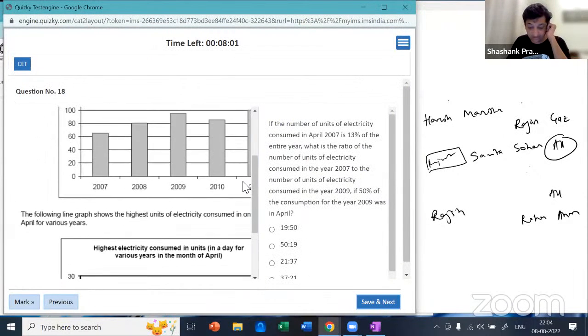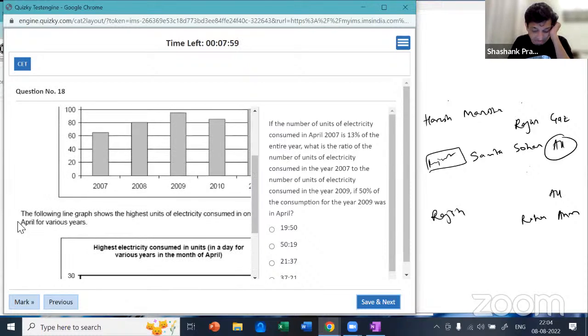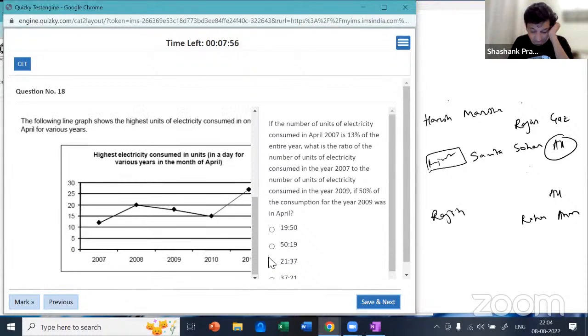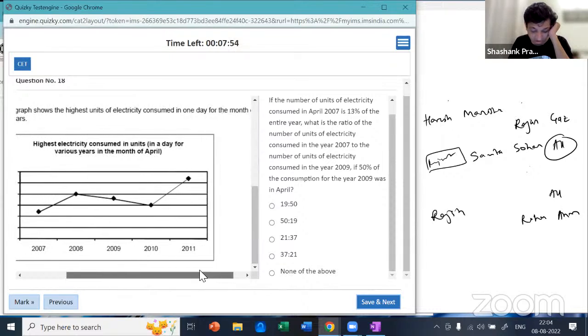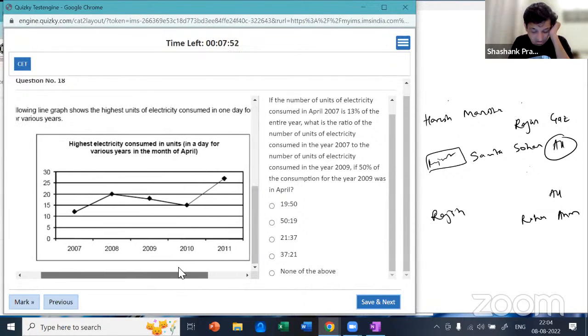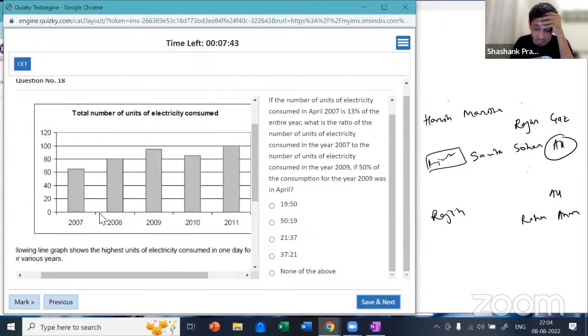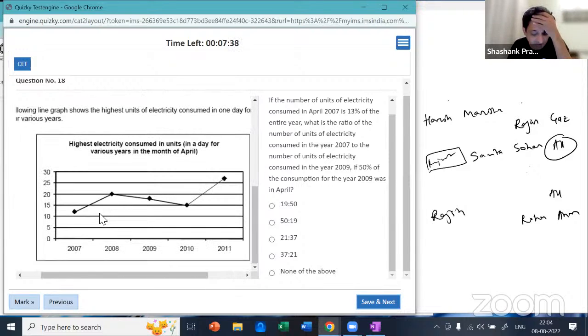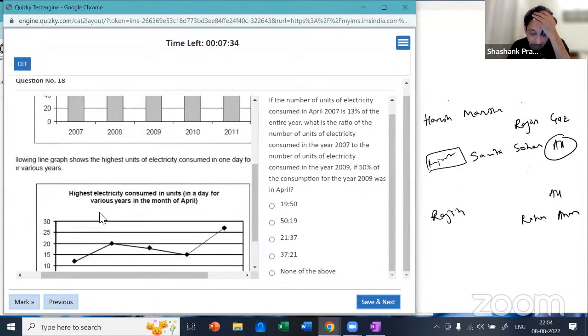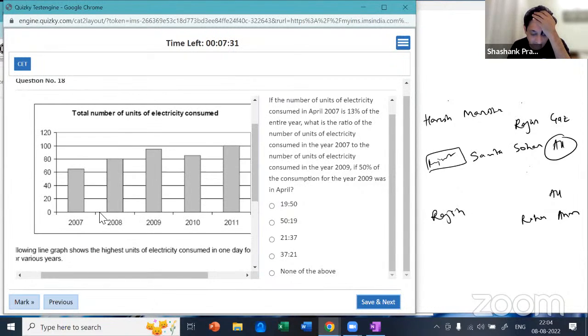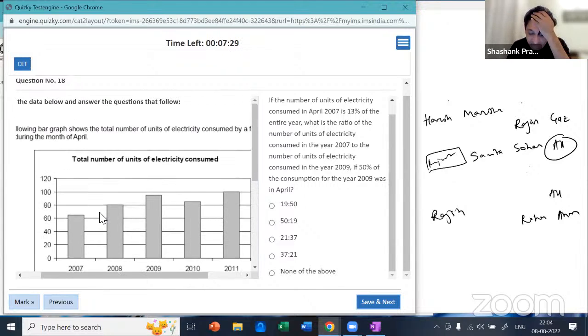DI. Okay. Number of electricity units consumed in April 2017. What is this? I did not understand anything. How many scrolls are there? In 2007 there were some 12 units consumed in a day in the month of April. Okay. Total number of electricity consumed. What is this? I don't understand this one. 12 units. Out of 66 or something.